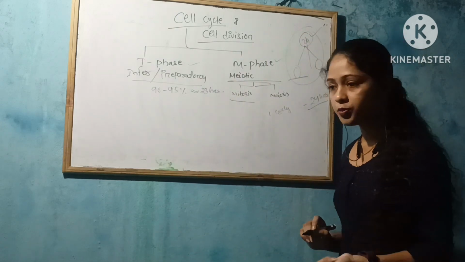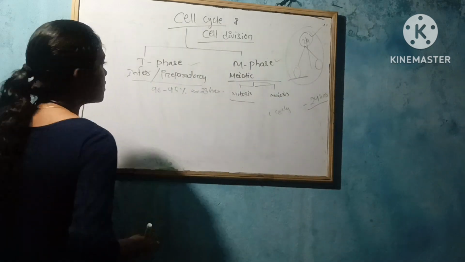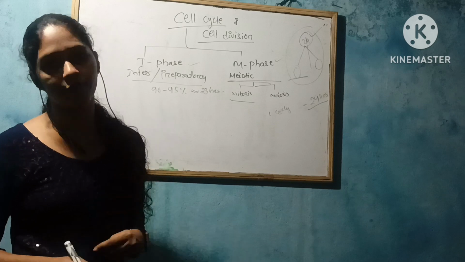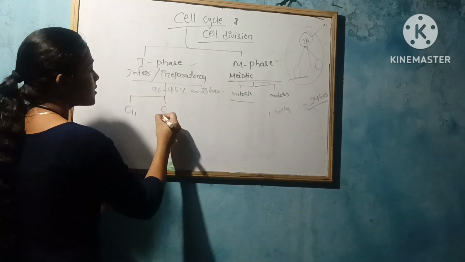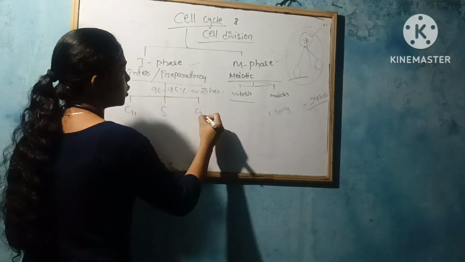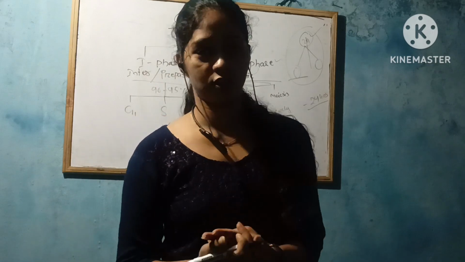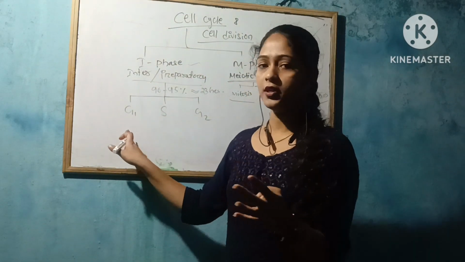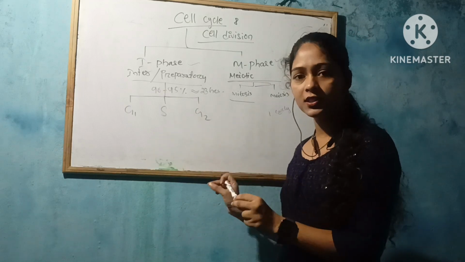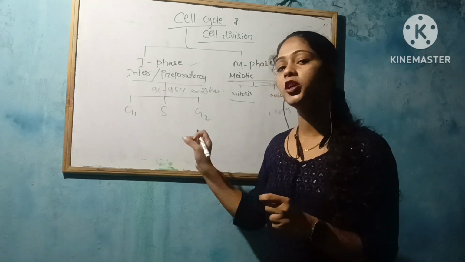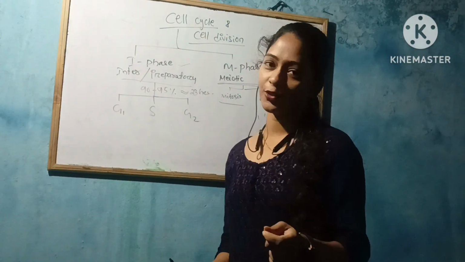Then obviously, why does it take such a long time? The answer is that interphase is not a single step, it is a 3-phase process. First is the G1 phase, second is the S phase, and third is the G2 phase. In interphase, there are 3 subphases. Now we are going to discuss in detail each and every phase. Let's discuss the G1 phase first.